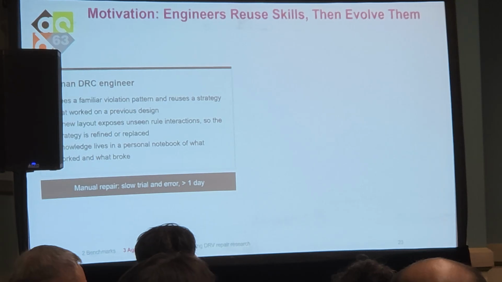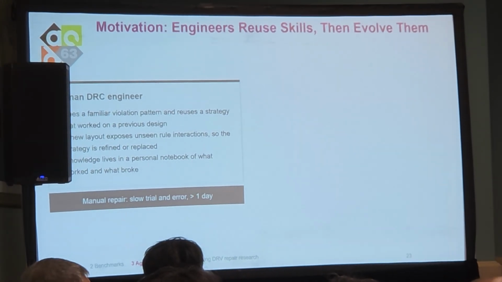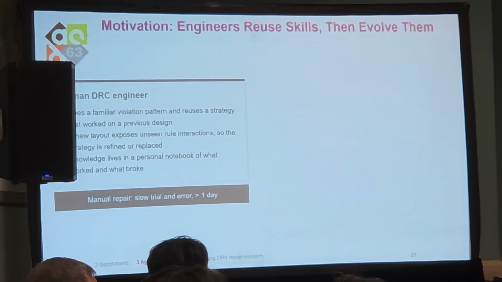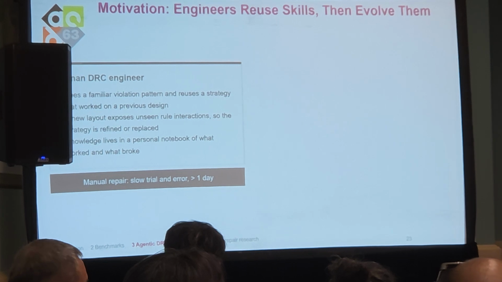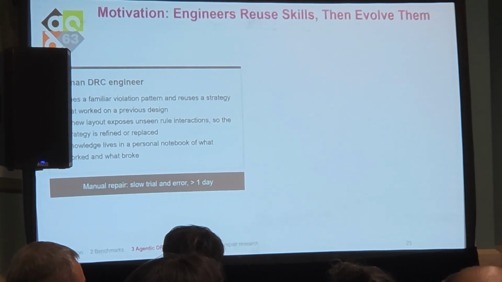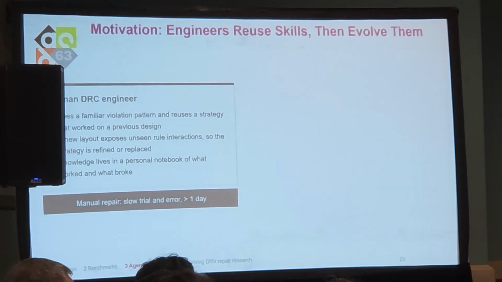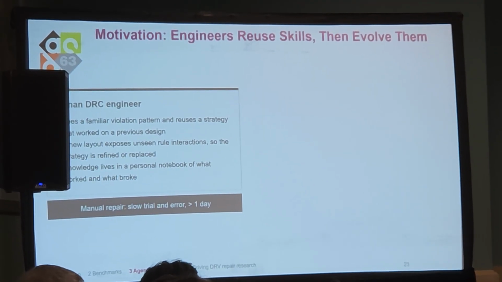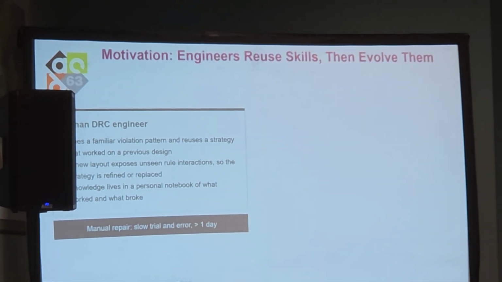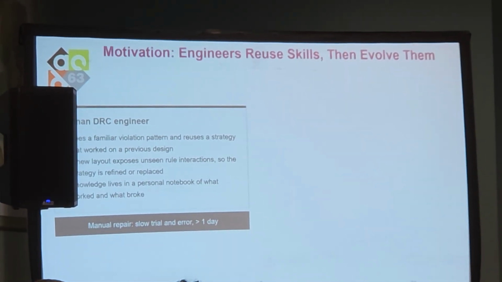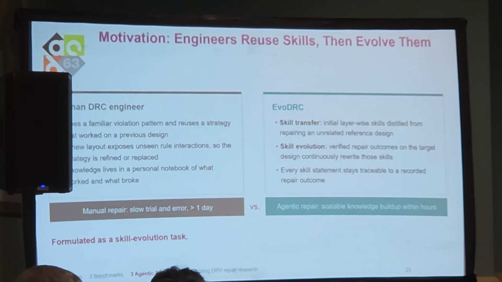For instance, if I'm a DRC engineer in a company, I learn on my first block, I fix a few DRC violations. I gain a set of skills that I perhaps write down in my notebook, or I take notes in my head on how I fix DRC violations. I then apply the same set of skills to a new design or a new block and try and fix DRCs in the new block. So the knowledge lives in a personal notebook of what worked and what did not, but this is a manual, slow, trial and error based method that takes a lot of time.